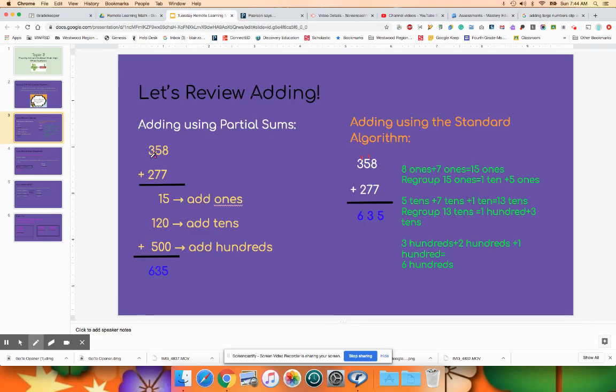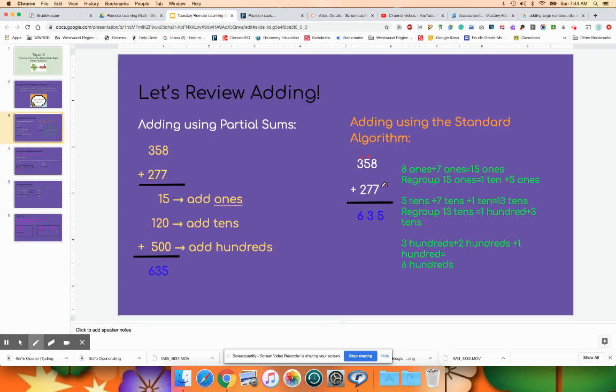And then here, this digit 3 in the hundreds place represents 300. And this 2 represents 200. So 300 plus 200 gives you 500. Then you would add all of these up. So 15 plus 120 plus 500 gives you 635. Okay, so that's the partial sums. And I think that was new to several of us this year.